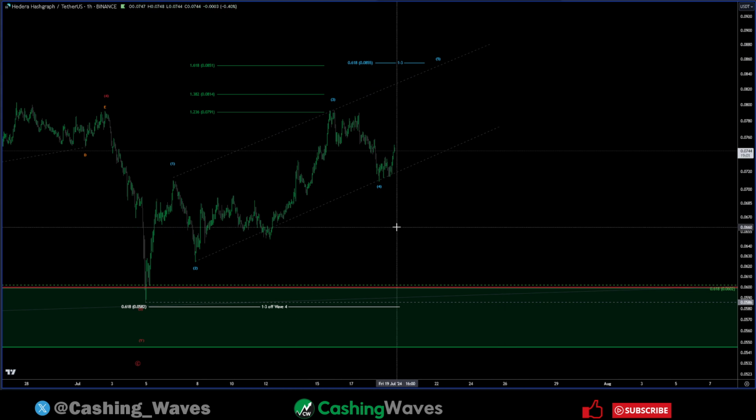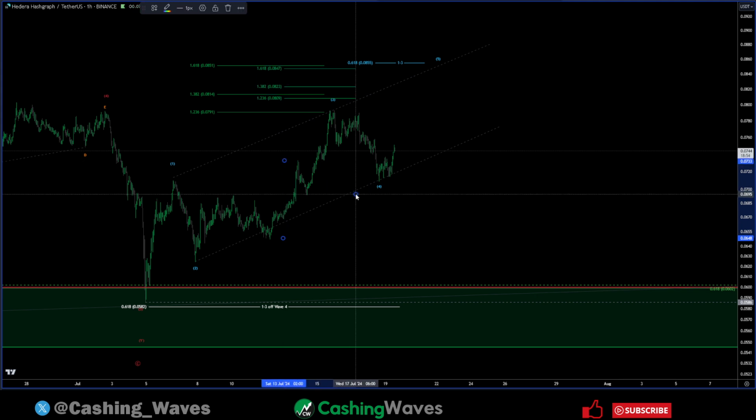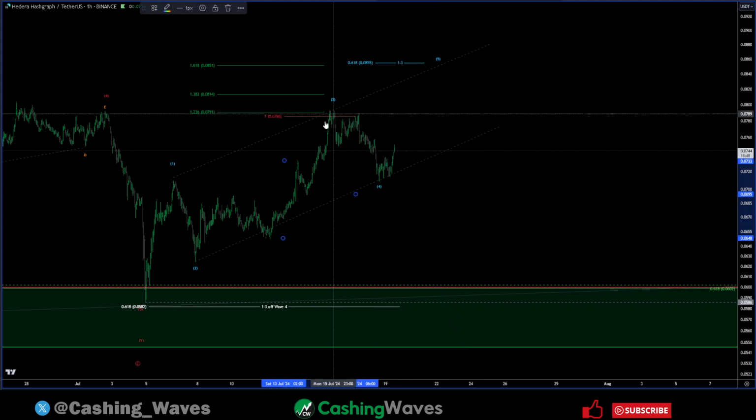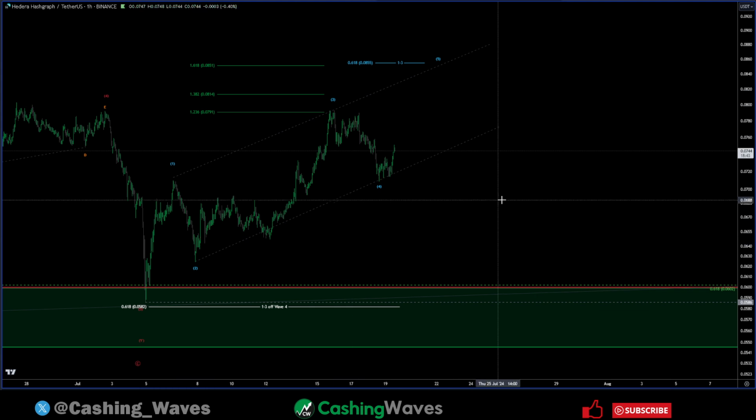Hard to lean into a count, obviously, but a lot of overlap, a lot of 1-to-1s. Those are usually a dead giveaway when you're getting 1-to-1 extensions. Because, you know, if we get a third wave, we expect extensions, 1.618s. You can see we're getting a lot of 1-to-1s and 3-wave moves. So as of right now, this is my primary.